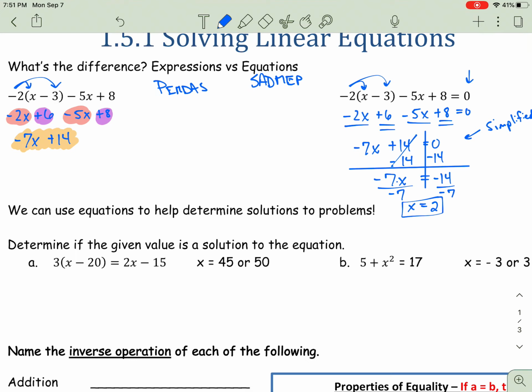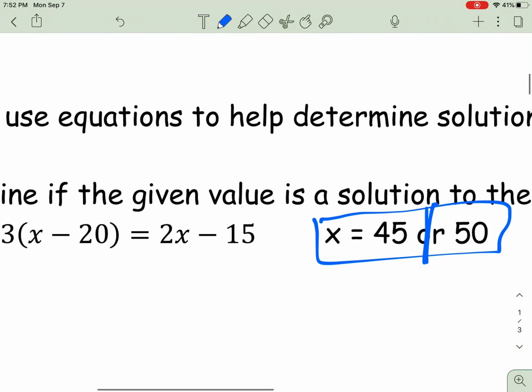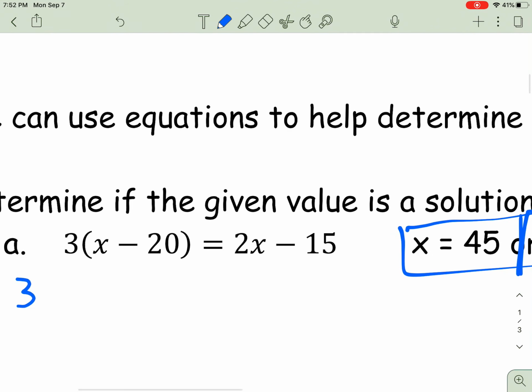Okay, so why is it helpful to know how to solve equations? Well, sometimes you'll just have an expression, but if you can determine a given value to a solution, then you'll be in a good spot as well. So let's take a look at part A. Sometimes you'll have an opportunity to find multiple solutions. So one of the ways you can look at it is this says x equals 45 or 50. So I'm going to check and see which one it is. The first thing I'm going to do is plug in 45 for every single x, and I'll see if that one works.